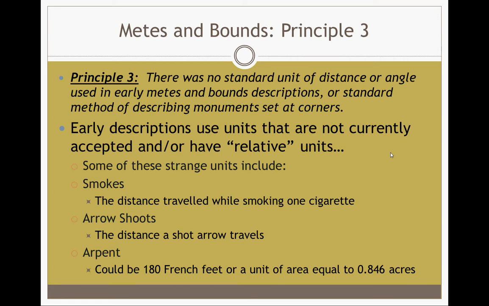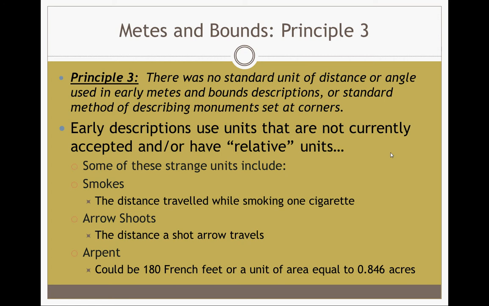Some of the descriptions and units that you will see in older descriptions may have some of these strange units. Now, you should understand the chain, and the chain is still used by the federal government, by the way. The BLM still uses the chain as a unit of measure. But you need to understand these units, and when you see them, you need to do a little bit more research into the way the land was surveyed. But we're assuming, based on Principle 3, that there was no standard unit used in these earlier descriptions. And so there's no standard methods, at a certain point.